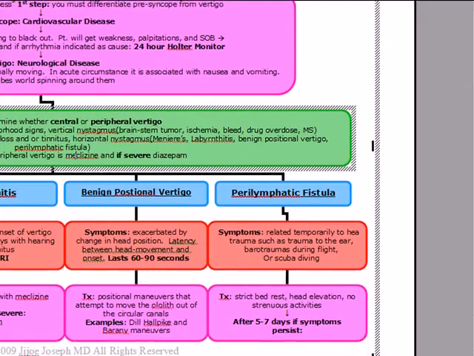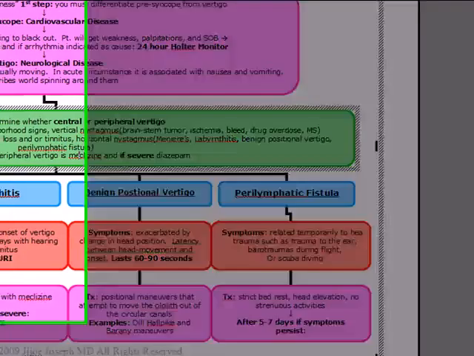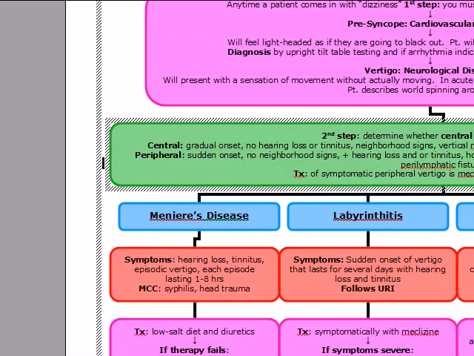Now let's start out with Meniere's disease. The patient's going to present with episodic vertigo, hearing loss, and tinnitus, okay? They're going to have a feeling of fullness in their ear as well, all right? Most common causes: syphilis and head trauma. And how are you going to treat these patients? Low salt diet and diuretics, okay? And if therapy fails, you're going to do surgical compression.